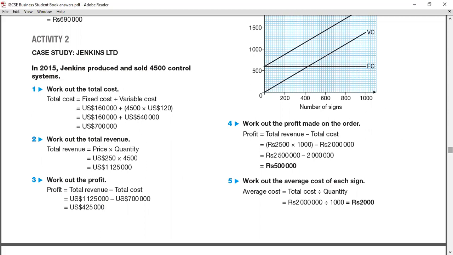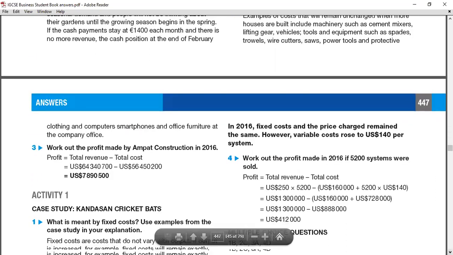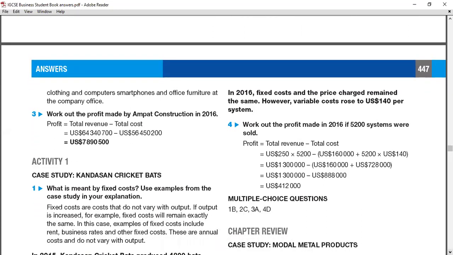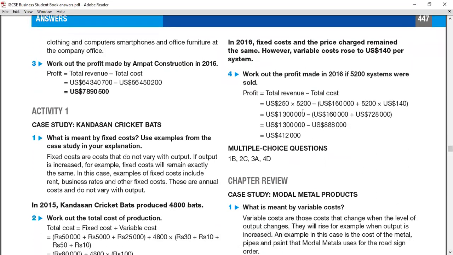Right. And part 4 asks about some modifications to the case study. In 2016, they sold 5,200 items. You can see, and the variable cost also increased to 140. In this case again, the total revenue would be 250 times 5,200. Then they are earning 1.3 million total revenue. So total cost would be fixed cost plus variable cost. Fixed cost of this business is 160,000, right? No change. And variable cost increases because 5,200 into 140 now is 728,000.